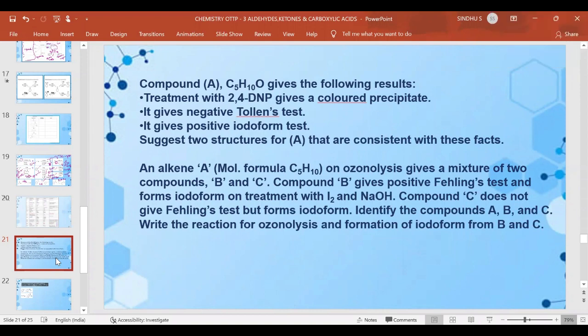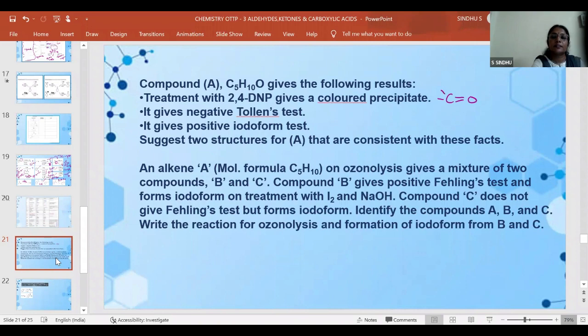The 2,4-DNP means that it is a carbonyl compound, ma'am. Yes, this gives us a hint that it's a carbonyl compound, right? Negative Tollens' test. That means ketone, ma'am. Yeah, not an aldehyde, right? Positive iodoform. It's a methyl ketone, right, sir? So two structures have been asked. There are two possibilities coming in for the ketone.